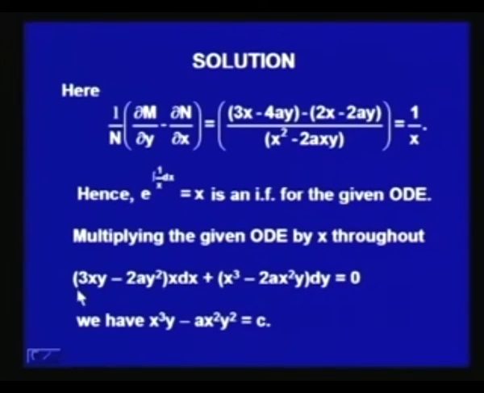minus ax square y square, and in n both the terms contain x, so the contribution from n will be 0, and therefore we shall have the solution of the given differential equation as x cube y minus ax square y square equal to c.